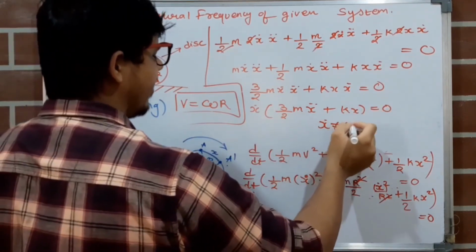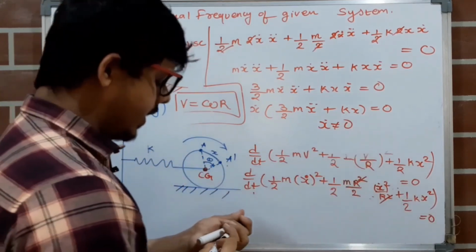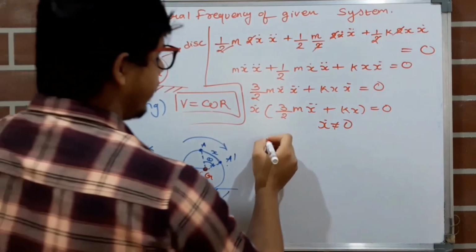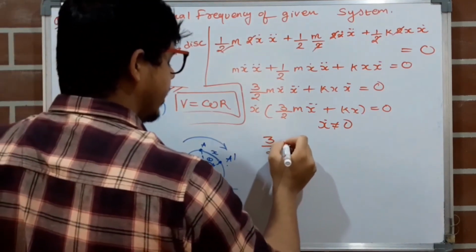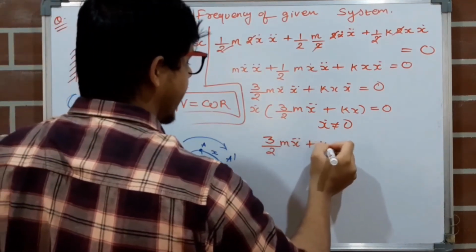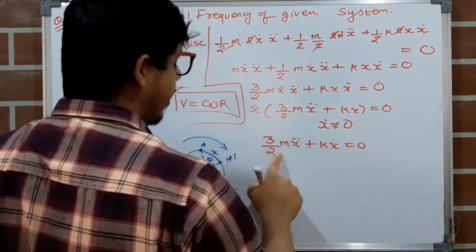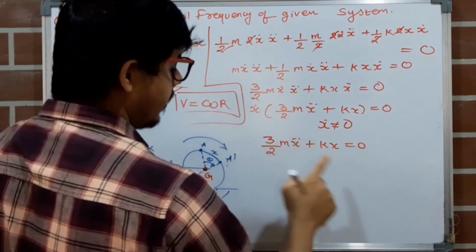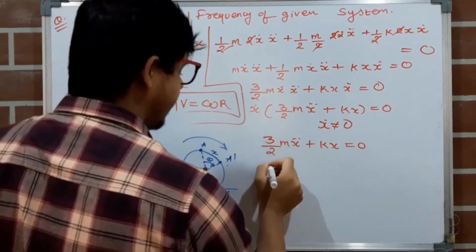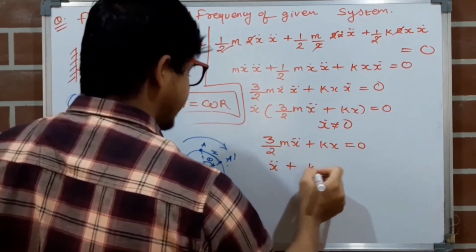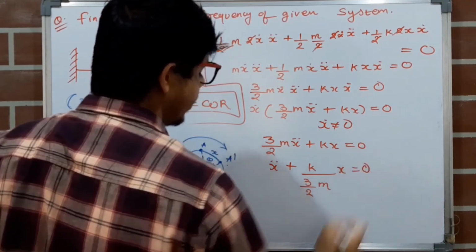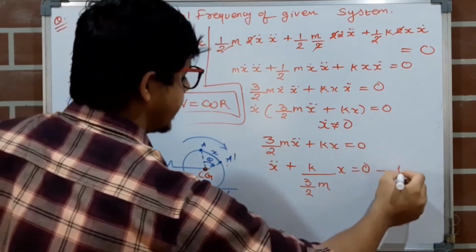Now x dot can never be 0, so the remaining term will be 0. So 3 by 2 into m x double dot plus kx is equal to 0. Now dividing the whole equation by 3 by 2 into m, we will get x double dot plus k divided by 3 by 2 into m, into x is equal to 0. Let this be equation 1.